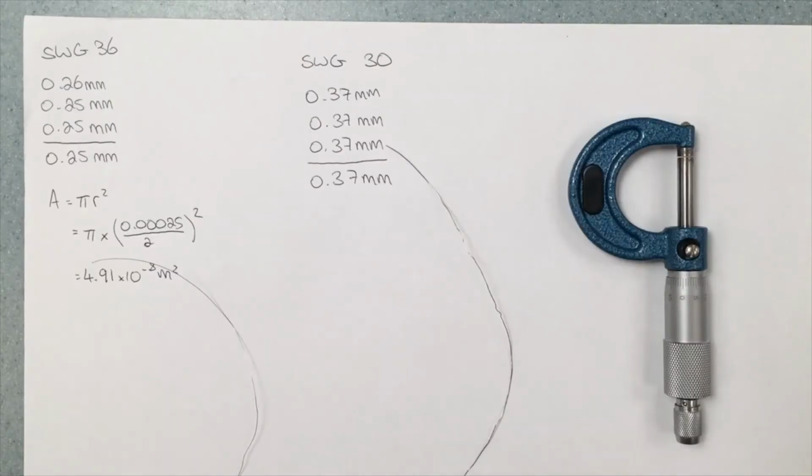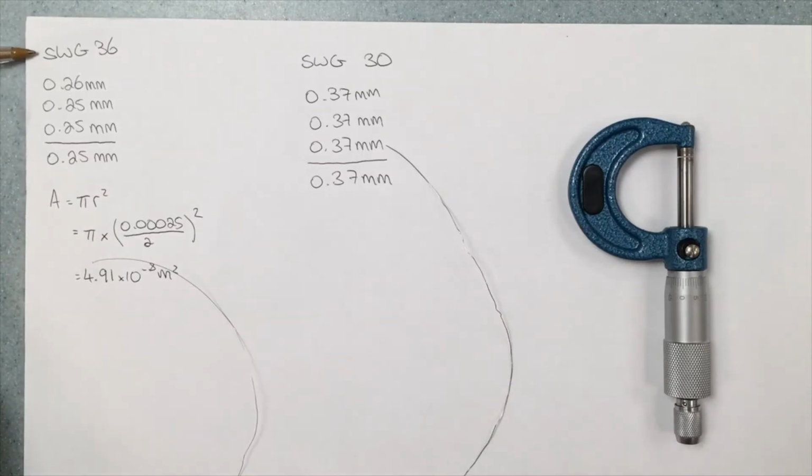In order to investigate the relationship between the cross-sectional area and the resistance of a wire, we need to measure the resistance of various different cross-sectional area pieces of wire. So what I have got here is 5 separate pieces of constantan. I've got 2 shown on the screen now. I'll show you the other 2 in a second.